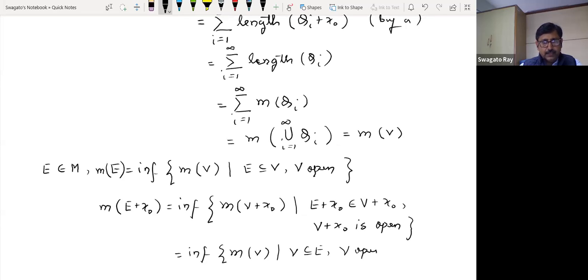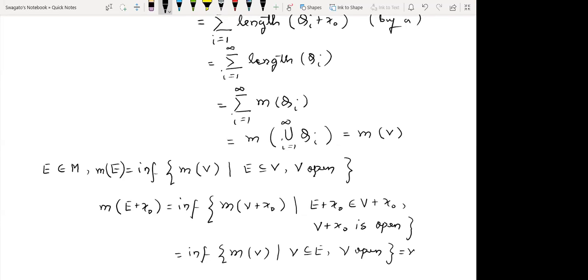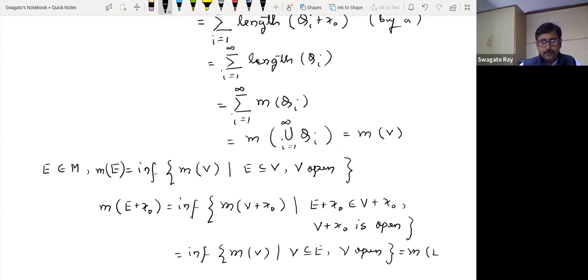So which regularity have I used? Outer regularity. Exactly. This is then the measure of E. That is why you need regularity. So this proves C for us. Excellent. So C has been proved.